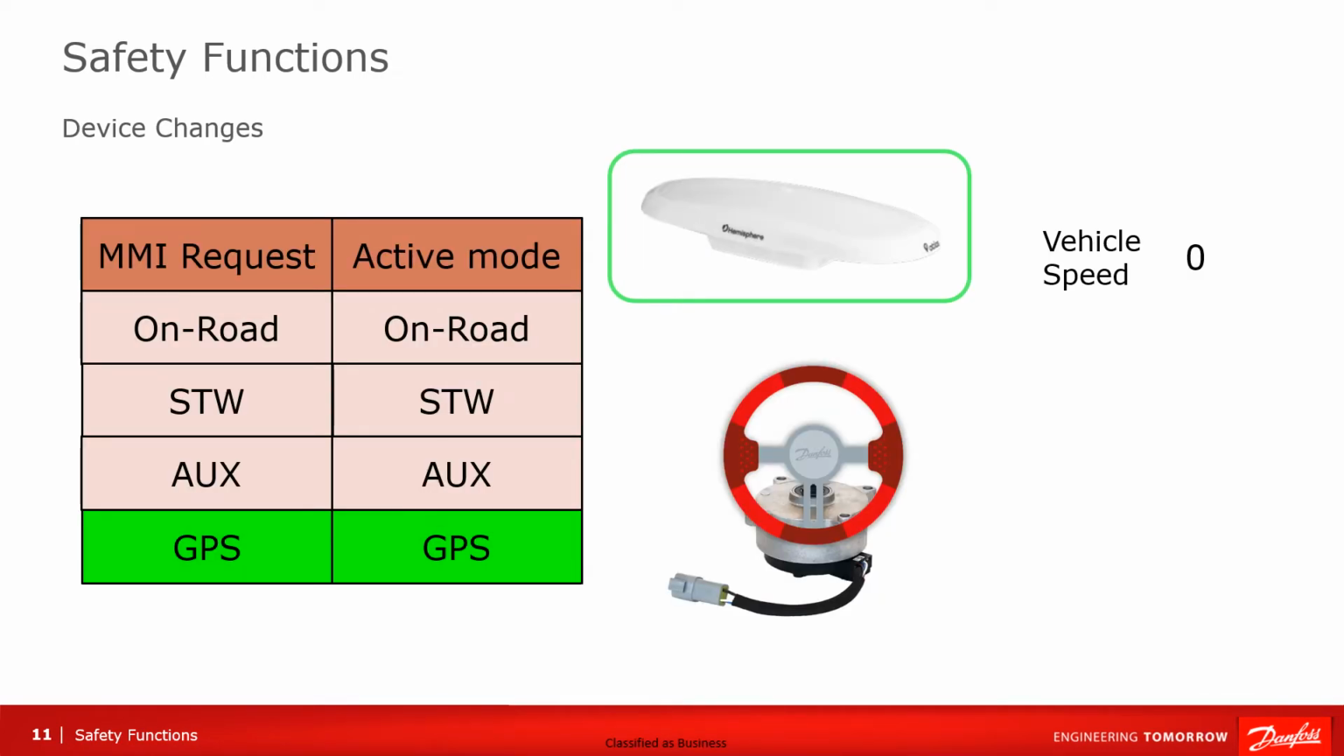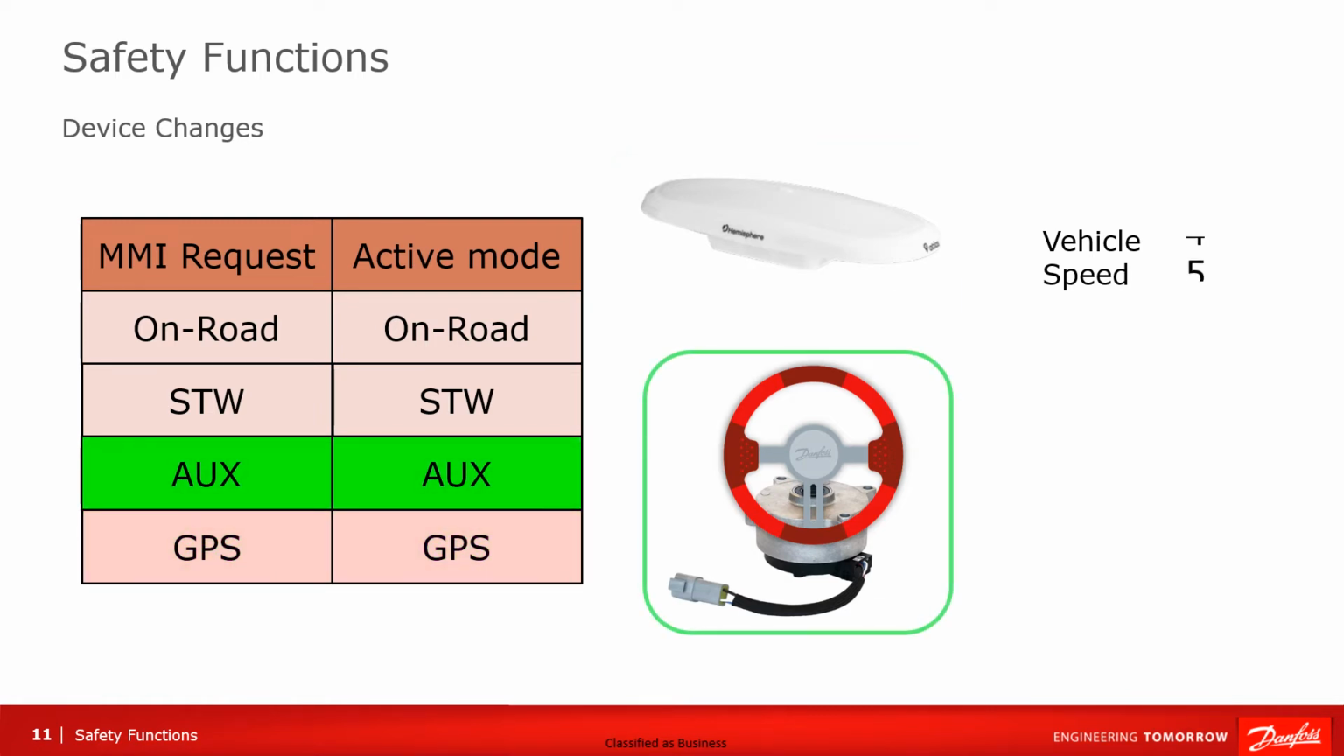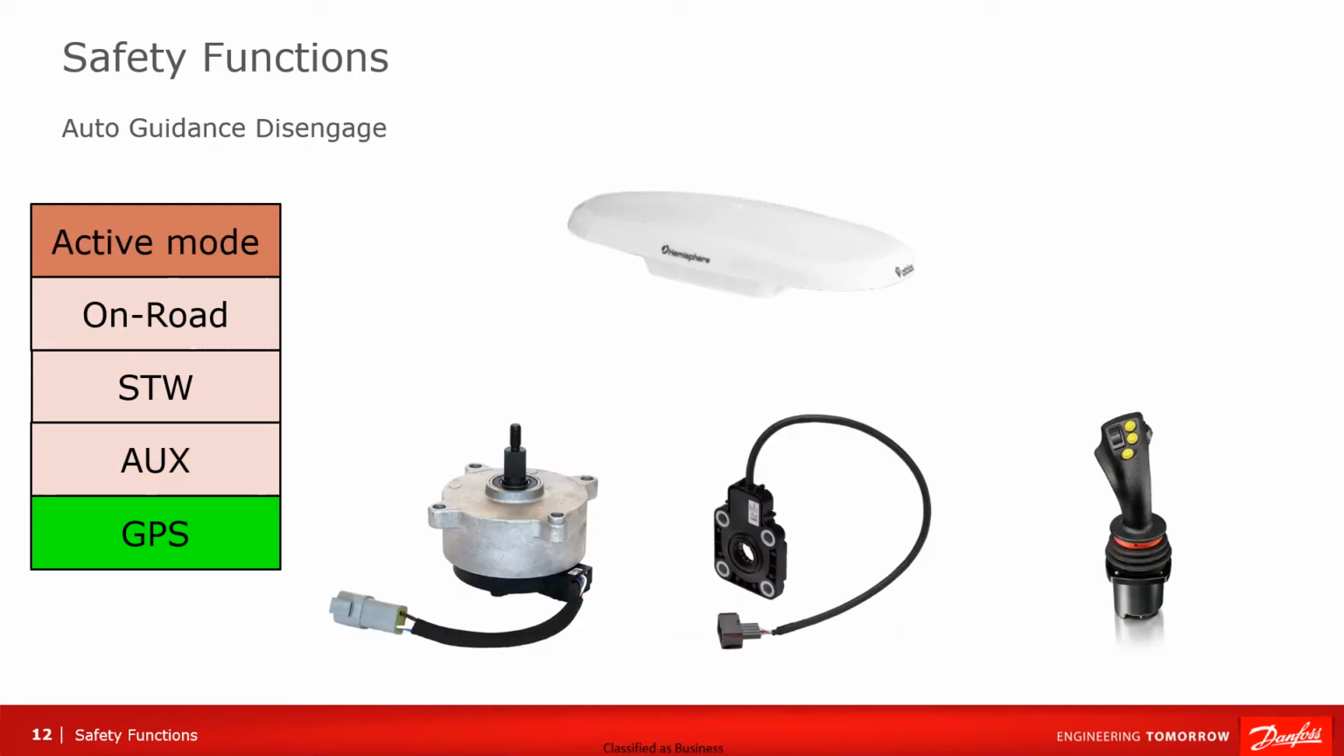The safety functions relating to device changes are used to prevent unexpected steering device changes while a machine is being operated, as well as safely enabling steering devices. For example, steering devices can be changed while under the vehicle speed set by P3250, but once that speed is exceeded, steering device changes are locked out.